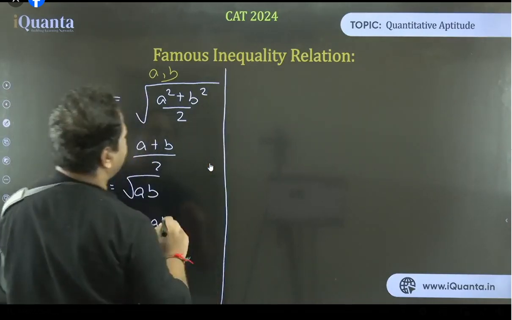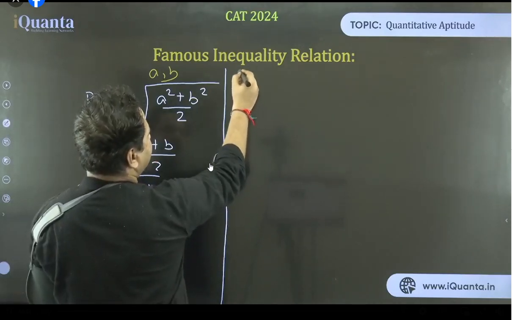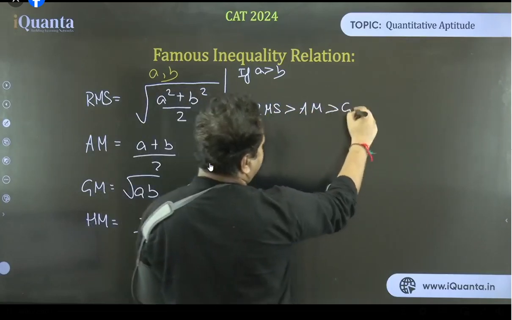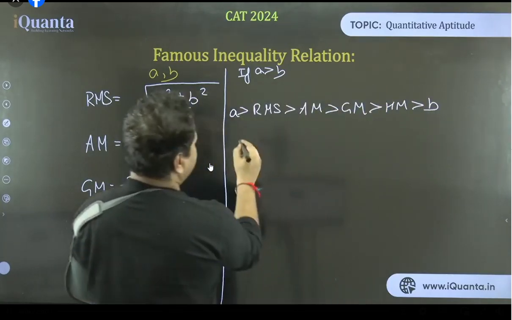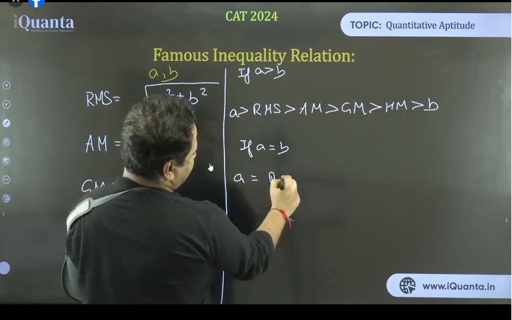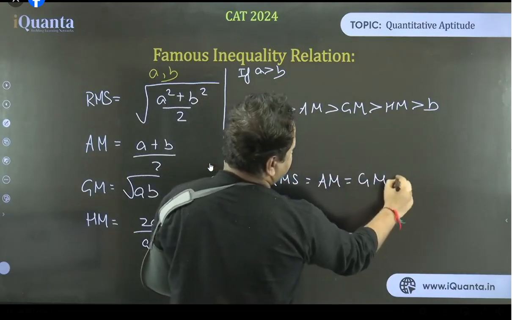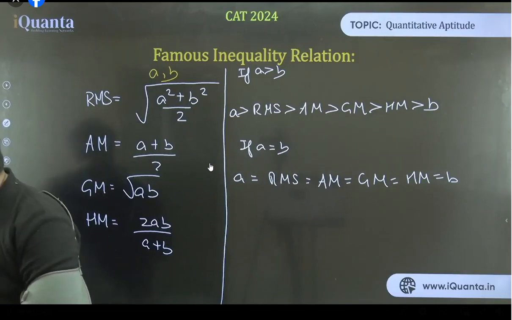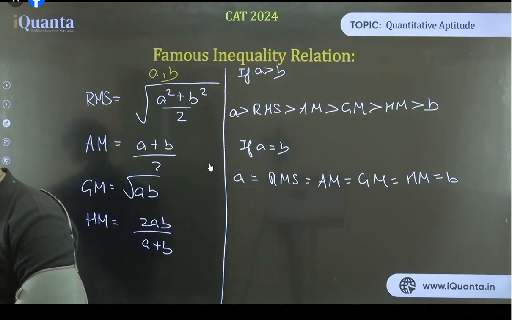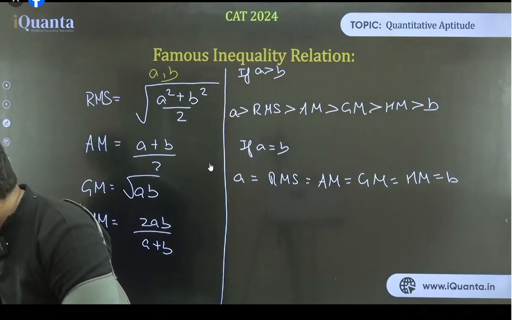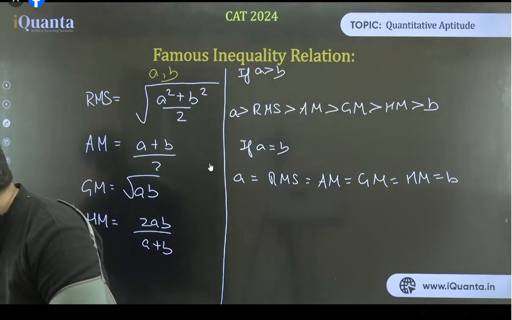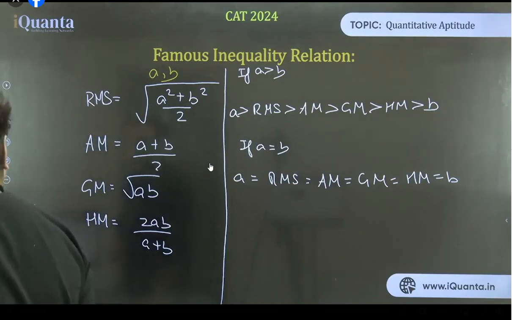So what exactly happens? The relation goes like this. If I assume that a is greater than b, then a will be greater than RMS, greater than arithmetic mean, greater than geometric mean, greater than harmonic mean, greater than b. And if a is equal to b, then everything becomes equal. Note this down. Sorry, अभी कंफ्यूज नहीं हो गए, मैं क्लियर कर देता हूँ। Noted everyone? I think we did this earlier as well. So this is prerequisite to what we're going to do now.